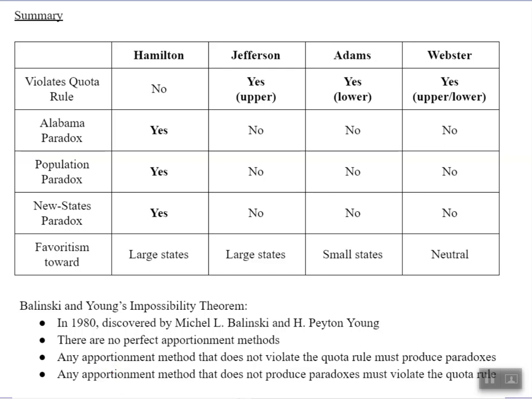Last thing to talk about is the Balinski-Young impossibility theorem. In 1980, Michel Balinski and H. Peyton Young discovered that there are no perfect apportionment methods. Every apportionment method either violates the quota rule or falls victim to paradoxes. As you can see here, Hamilton's method does not violate the quota rule, but it does have several paradoxes. The other 3 methods don't have any known paradoxes, but violate the quota rule. So much like our voting methods, we will never have a completely fair apportionment method.